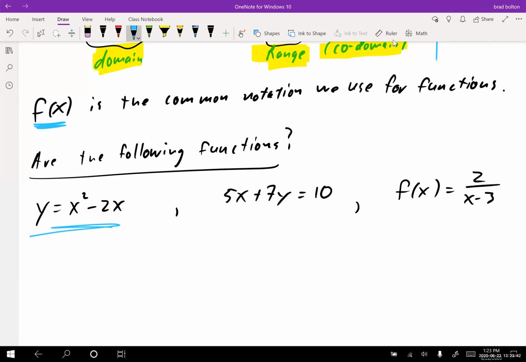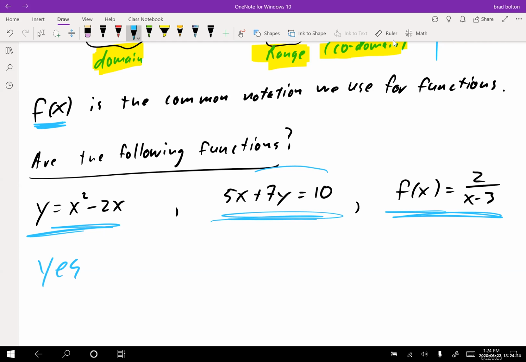So I have y equals x squared minus 2x, 5x plus 7y equals 10, and f of x equals 2 over x minus 3. The main thing about a function is that when you plug a number in, you only get one answer out, okay? In this particular case, this is definitely a function because no matter what I plug in there, I'm only going to get one answer. If I do y of 7 or y of 2 or y of 8, I'm only going to get one answer. I'm not going to say the answer is 7 or the answer could also be 10. That won't happen. So yes, this is a function.